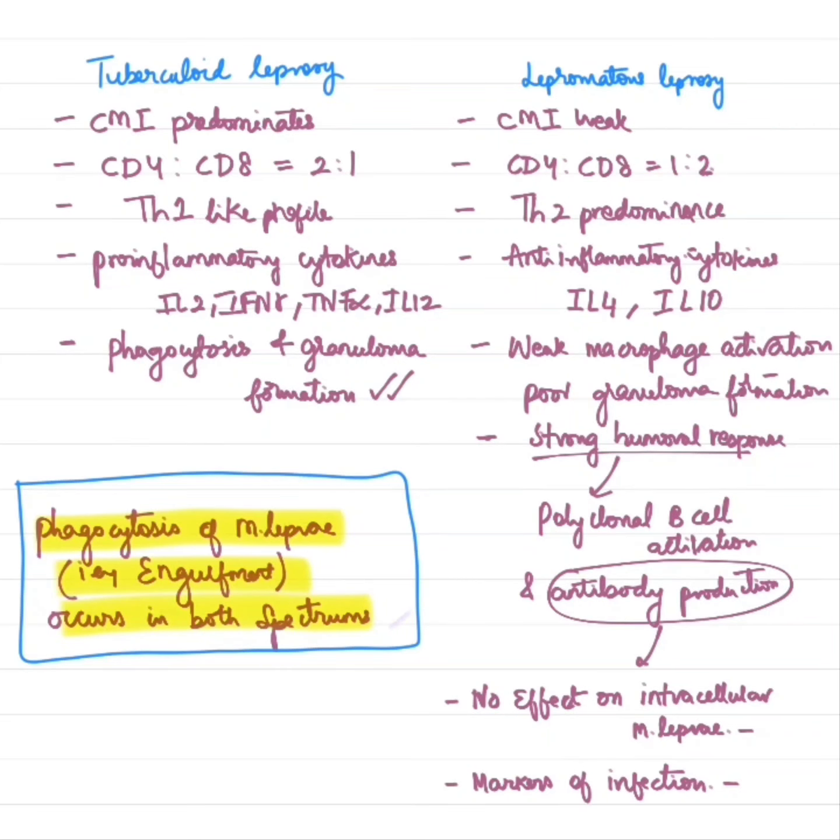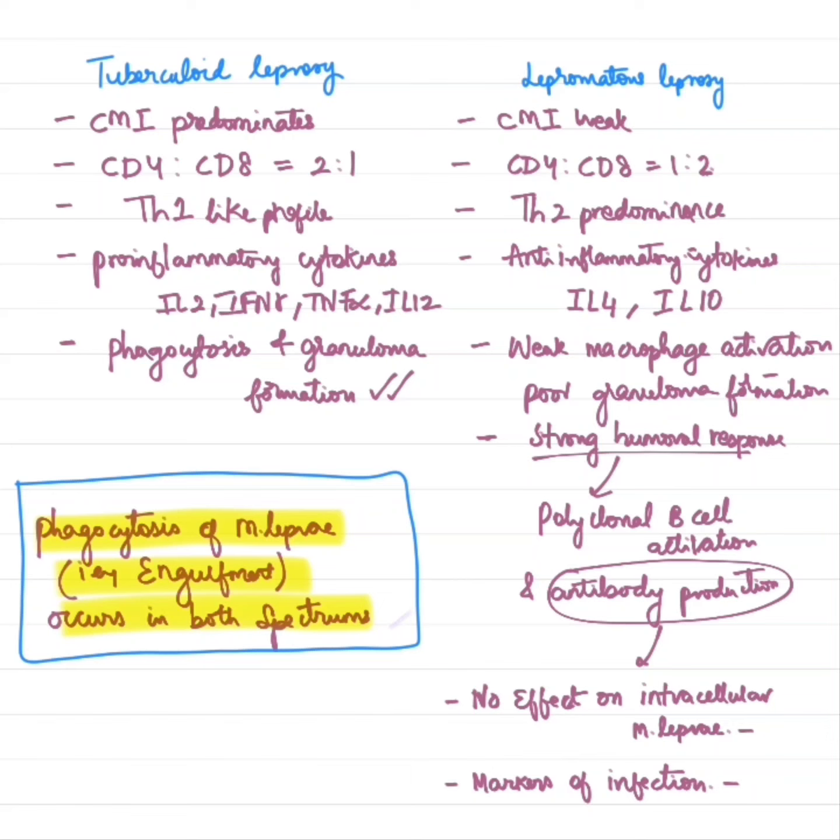Whereas in lepromatous leprosy, the cell-mediated immunity is weak. The CD4 to CD8 ratio is 1 to 2. There is going to be a Th2 type of profile with anti-inflammatory cytokines, IL-4 and IL-10. There is weak macrophage activation and poor granuloma formation. However, there is going to be a strong humoral response with polyclonal B cell activation and production of antibodies.